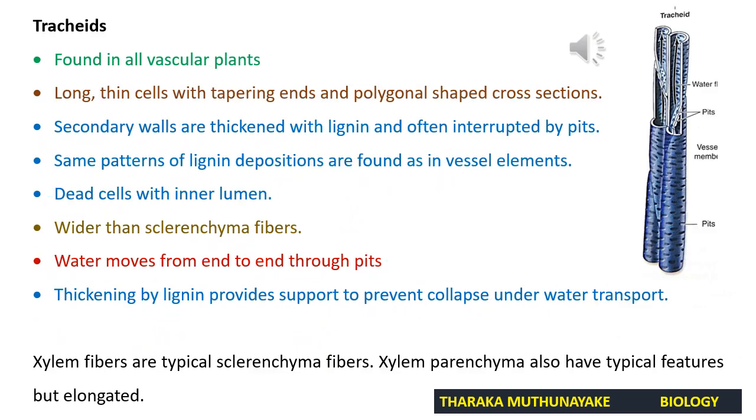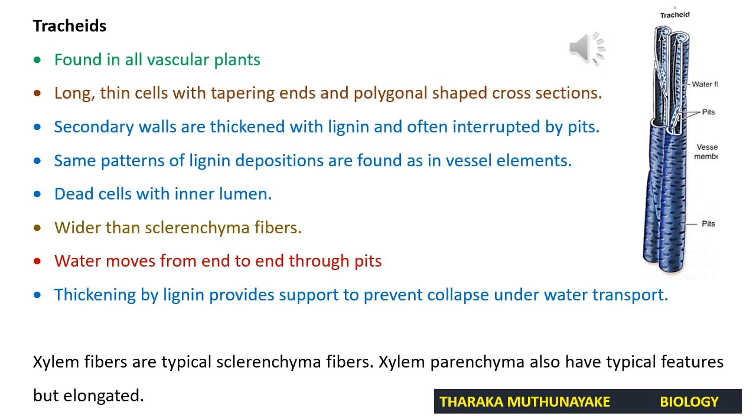Now we are discussing tracheids. You know that tracheids are found in all vascular plants. In lower vascular plants, vessel elements are not found. In those plants, water conduction happens through tracheids. Here previously we mentioned some differences between vessel elements and tracheids. You can observe those features here again.